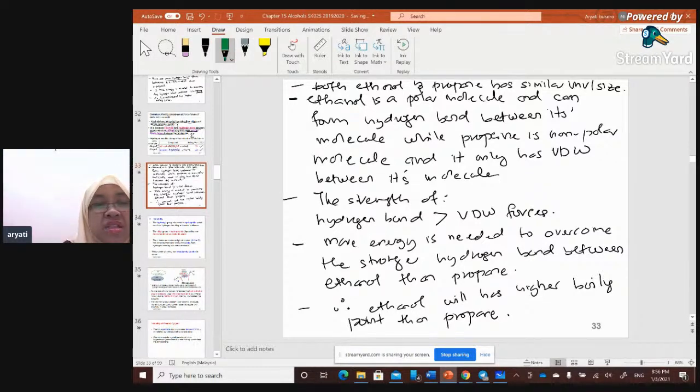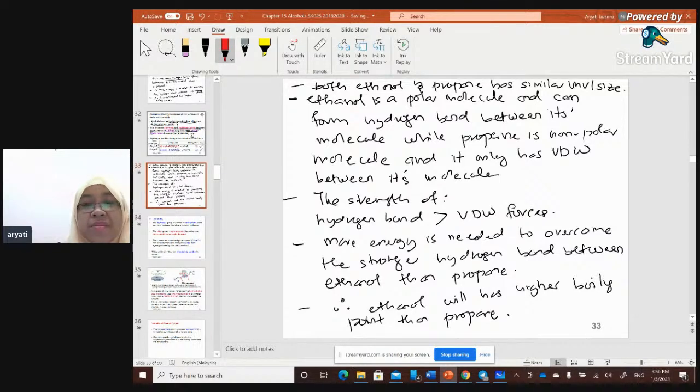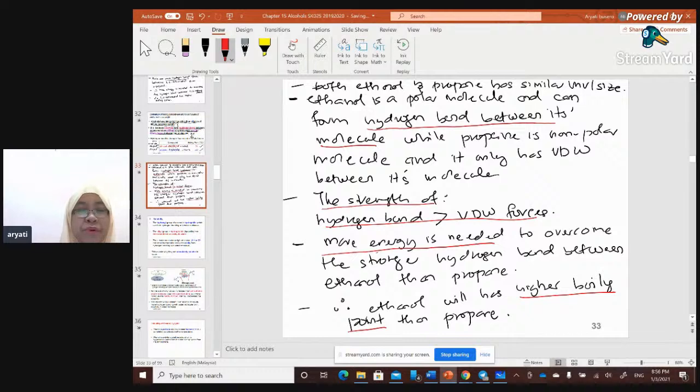Okay, so bila kamu explain boiling point, dia mesti jawapan dia macam fikir kan. Maksudnya dia mesti mention type of the bond. Lepas tu dia mesti mention kekuatan. Dia mesti mention energy more or less. So energy barulah kamu boleh relate dengan higher or lower the boiling point.